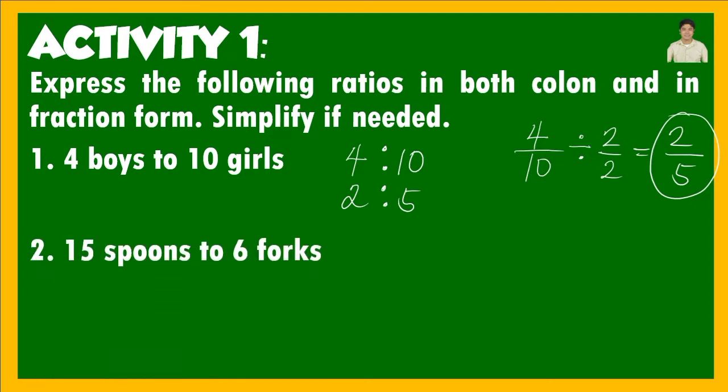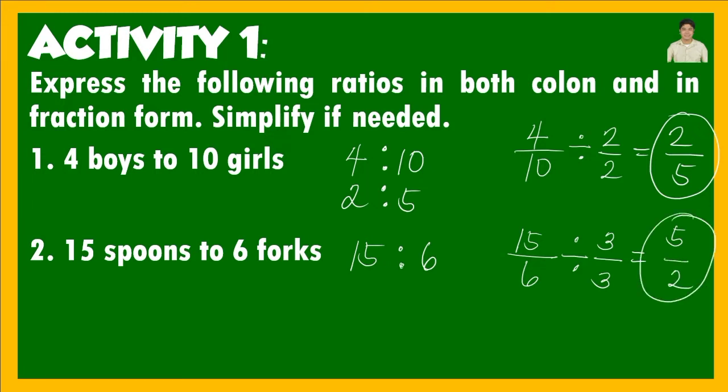Next, 15 spoons to 6 forks. So, in colon form, 15 is to 6. And then, in fraction form, 15/6. And then, meron pong GCF ang 15 tsaka 6, which is 3. So, didivide po natin yan, both numerator and denominator by 3. 15 divided by 3, 5. 6 divided by 3, that is 2. So, our answer is 5 over 2. Therefore, yung 15 is to 6, pwede na po natin yung isulat din as 5 is to 2.